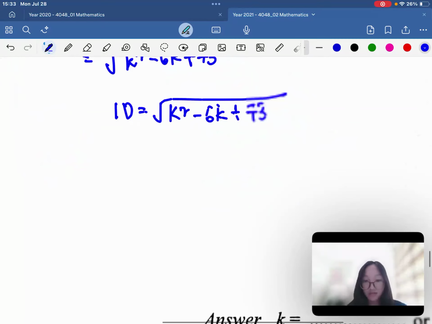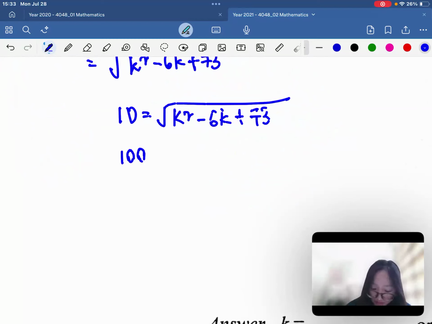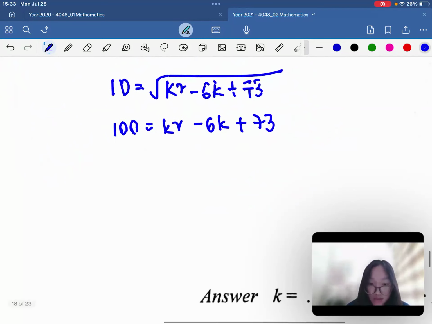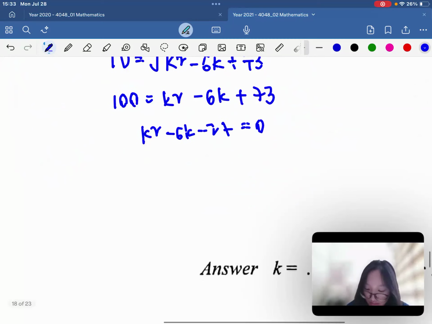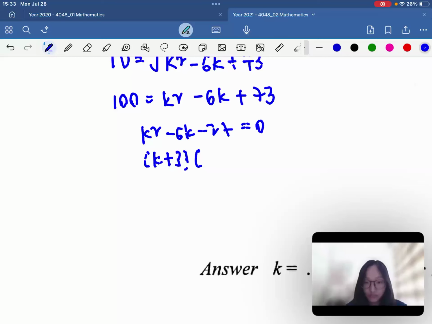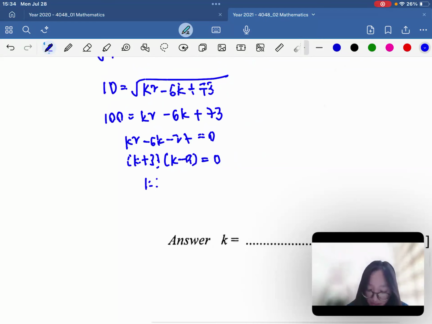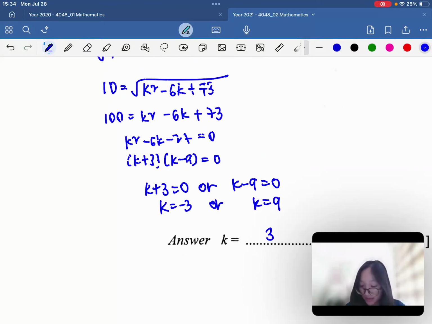Okay, so now we can square both sides. Bring over the square. 100 equals K squared minus 6K plus 73. And then K squared minus 6K minus 27 equals 0. And hence, you just press your GC. K plus 3 and K minus 9 would give us 0. Okay, so K plus 3 equals 0, or K minus 9 equals 0. Hence, K equals negative 3, or K equals 9.